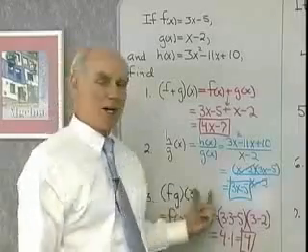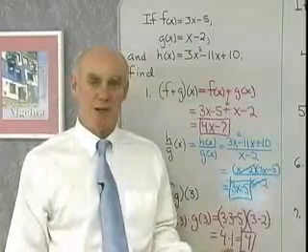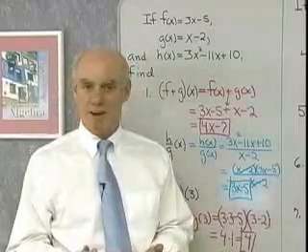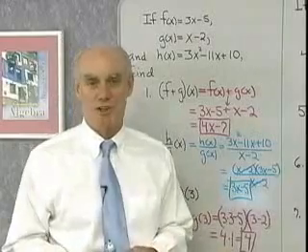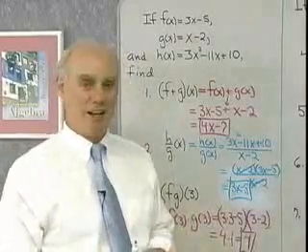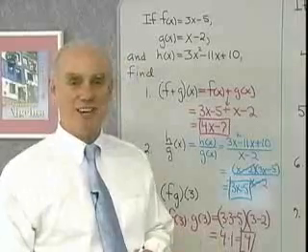So here I have the product of 2 functions, and I wanted to evaluate them at 3. I just take each one of them, evaluate them at 3, and multiply the 2 results together. I come out with 4, and that is f times g of 3.